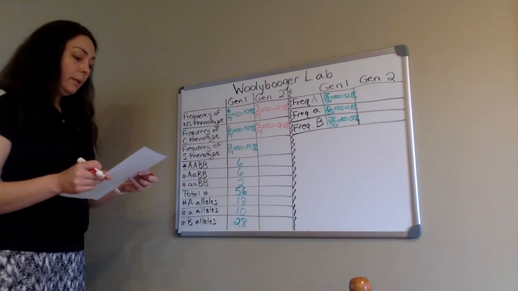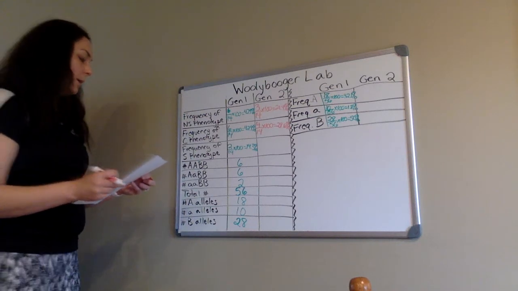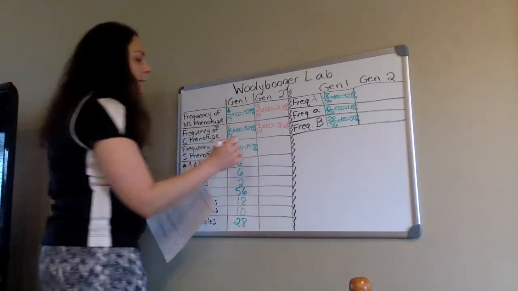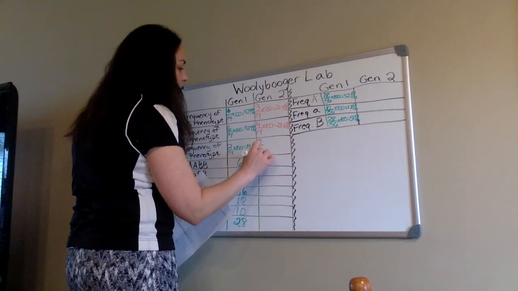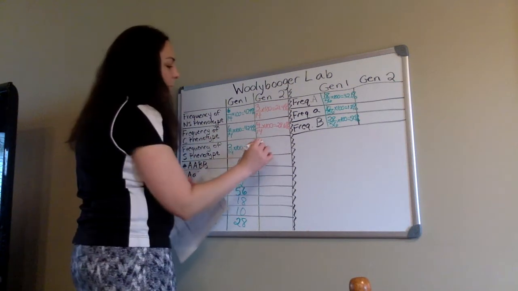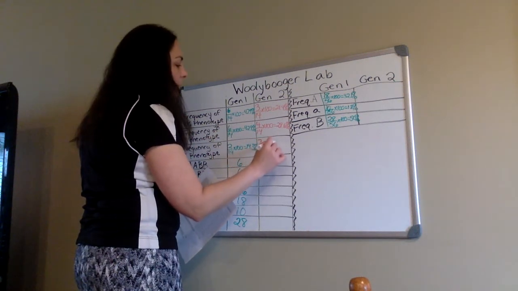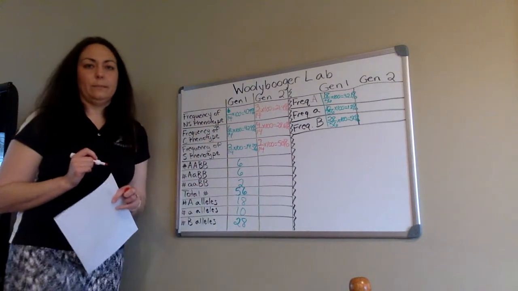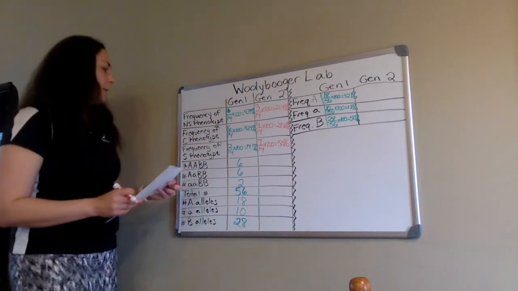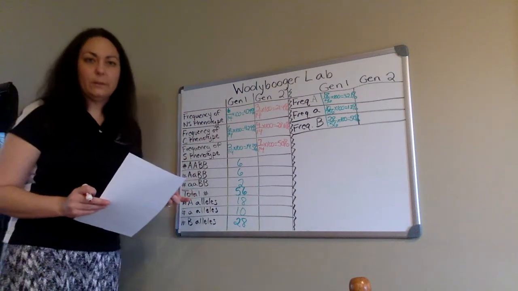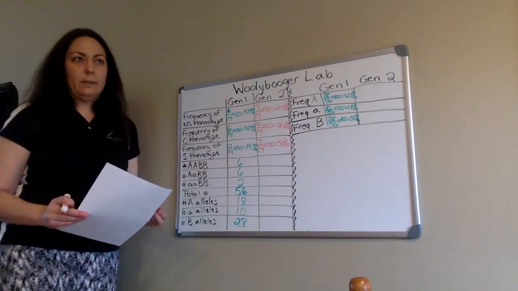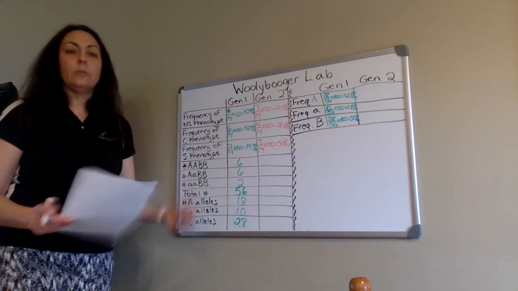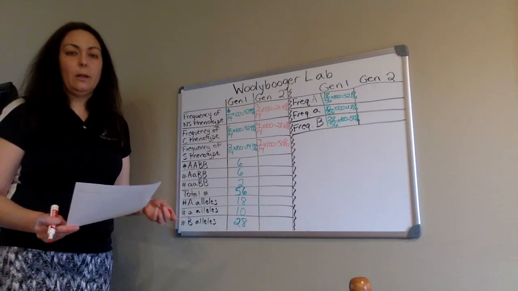Then for the spoons, since they did so well first generation, they came back with 7. 7 out of the 14 were spoons. So 7 over 14 times 100 would give us 50%. Okay, so we just calculated the frequency of the phenotypes. What physical beaks does our woolly booger population have?